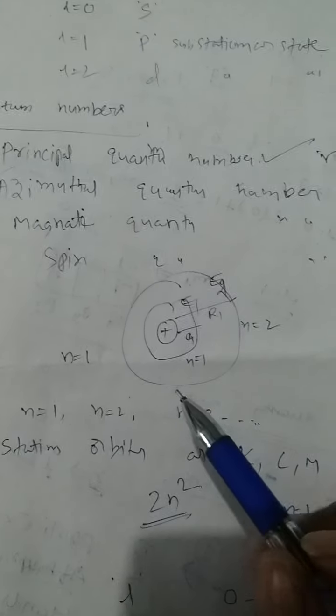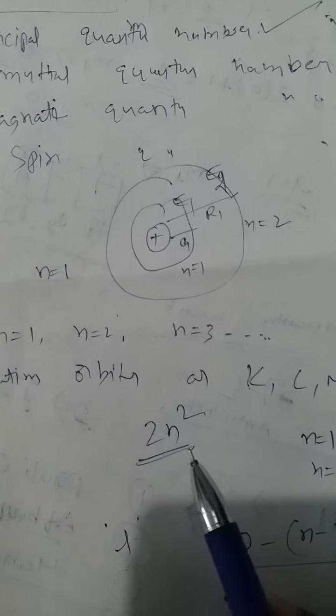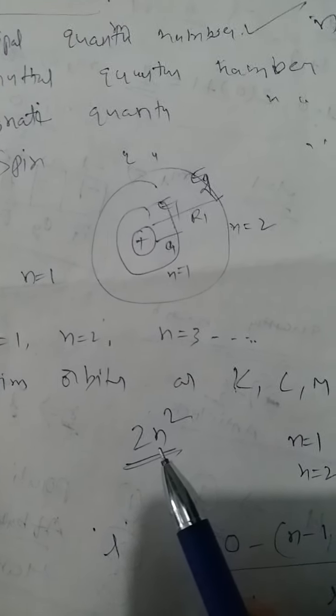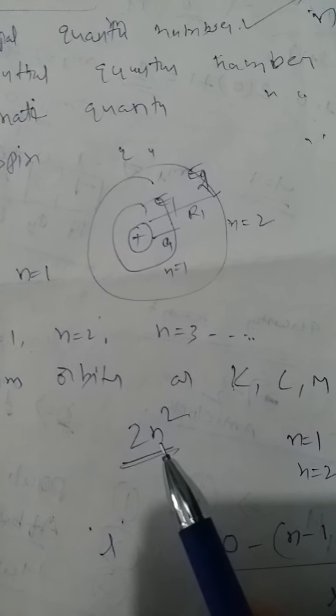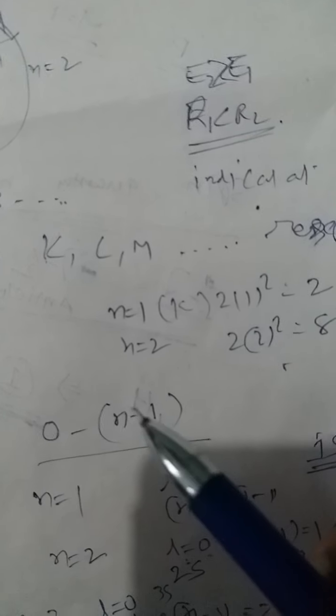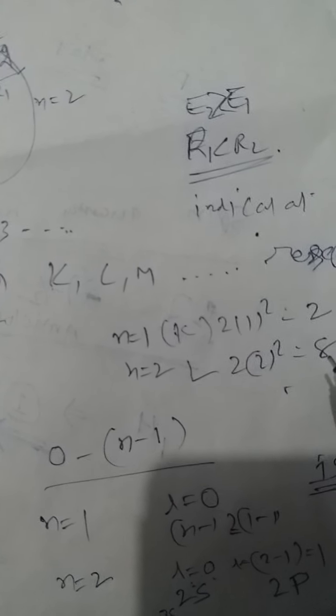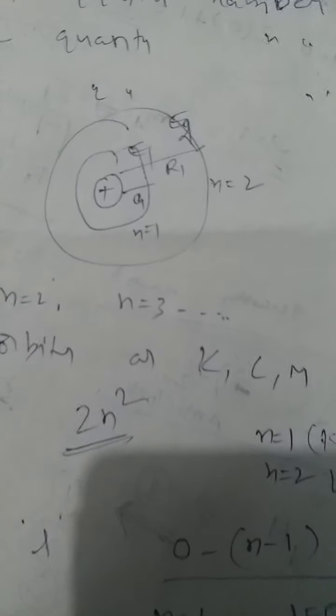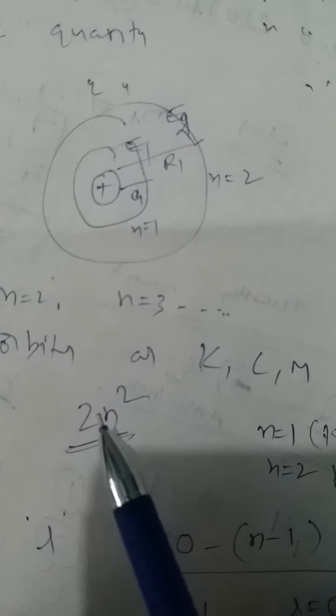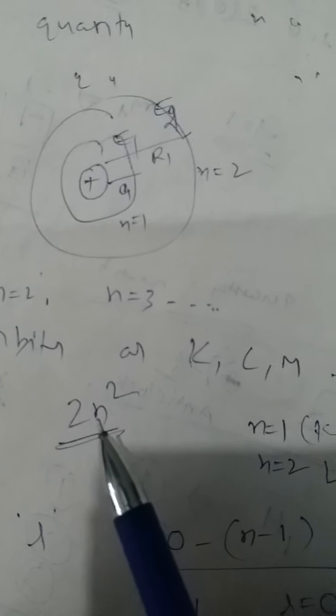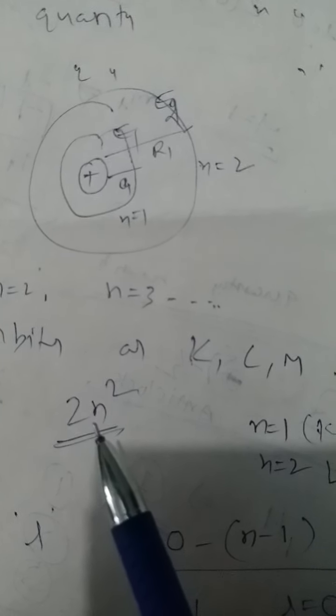The maximum number of electrons present in a main shell or stationary orbit with principal quantum number n is equal to 2n square. That is, the n equal to 1 main shell, the K shell, has 2 electrons. The n equal to 2 shell, the L shell, has 2 into 2 square, 8 electrons, and so on. So the maximum number of electrons present in a stationary orbit with principal quantum number n is equal to 2n square.